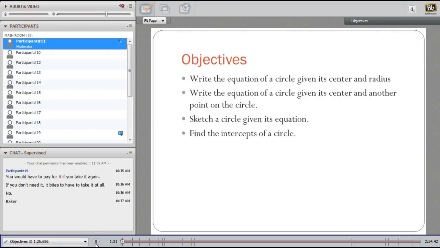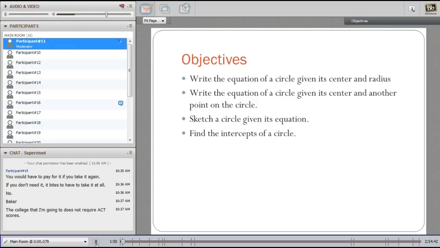The equation of a circle given its center and radius. Write the equation of a circle given its center and another point on the circle. Sketch a circle given its equation and find the intercepts of a circle. So as you can tell, we're talking a lot about circles.